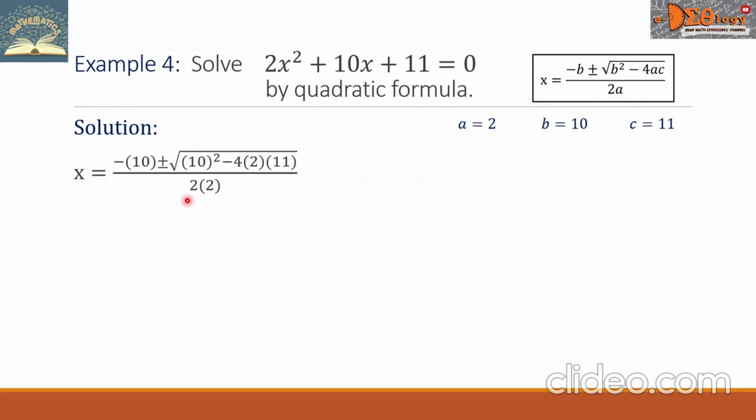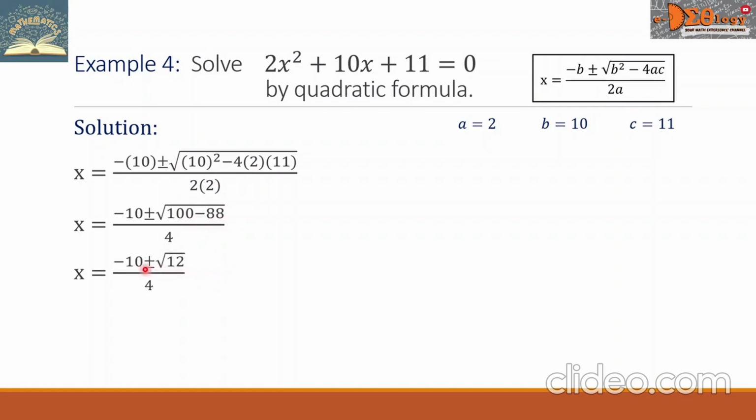We simplify further. This negative of 10 is simply negative 10 plus or minus the square root of 10 squared is 100 minus the product 4 times 2 times 11. That will be 88. All over 2 times 2 is 4. We simplify the values inside the radical symbol. 100 minus 88 is 12.